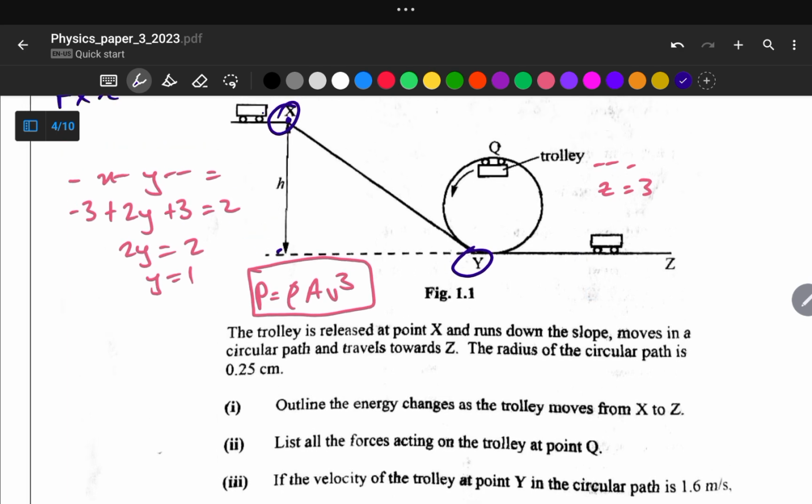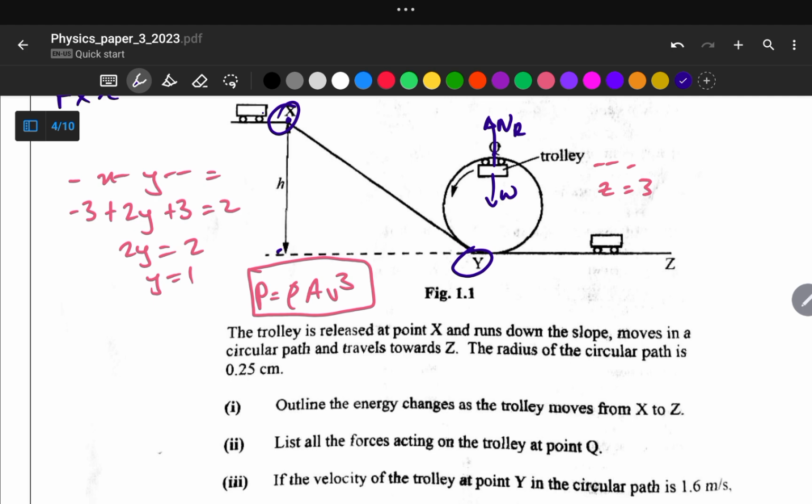Okay, and then the second part of the question says list all the forces acting on the trolley at point Q. So here's the point Q. There's weight acting in this direction. There's also normal reaction acting in this direction, and we don't include centripetal force. Why? Well, centripetal force is the resultant force between normal reaction and weight. So when you are asked to define centripetal force, it is just the resultant force that keeps objects in a circular path. So we don't include an arrow for centripetal force, although we know that it always acts toward the center, but we don't include that arrow on our free body diagram.